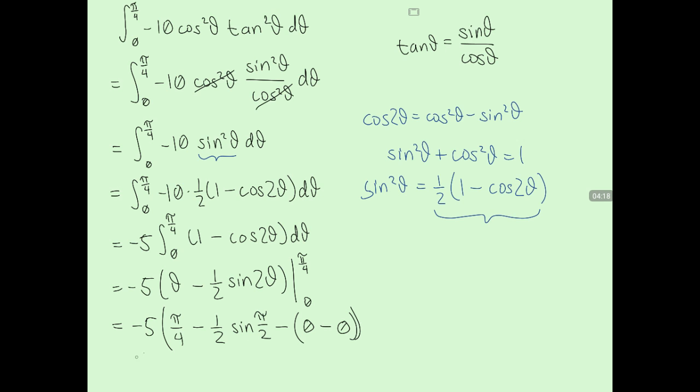Now we can simplify this further, so we get negative 5 times pi over 4 minus 1/2 times sine pi over 2. Now sine pi over 2 is just 1. So here we have 1/2. So if we rewrite this and distribute the negative 5, we get 5 over 2 minus 5 pi over 4. Now that is the result of this definite integral.